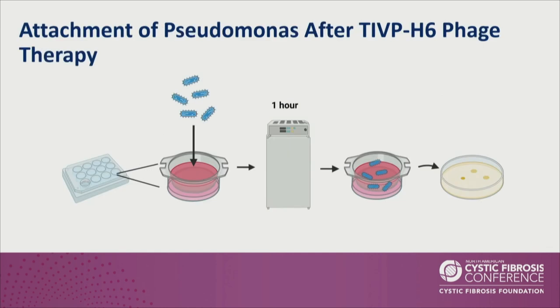And then second, to conclude my whole story on the type 4 pilus phage therapy. So recall that type 4 pilus is involved in surface attachment. And so this is one of the ways that makes Pseudomonas so virulent. And so I wanted to investigate what happens after you treat them with type 4 phage therapy. And so to do an attachment assay, which is really, really neat, and maybe I'm a nerd for saying that, but it was a really cool assay for me.